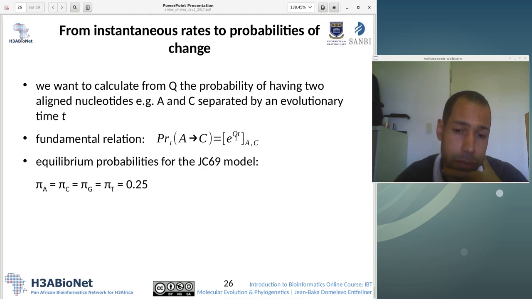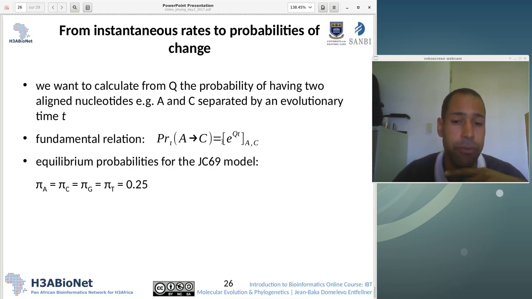Okay, so once you have this e^(Qt), then you take its value on line A, column C, the first line and the second column, and you have this probability to have a C after a long time t from an initial nucleotide being an A.